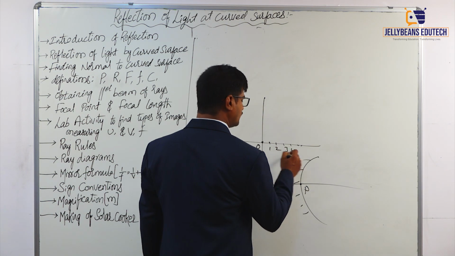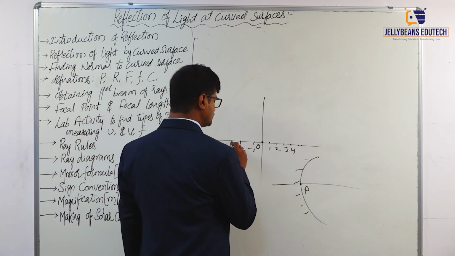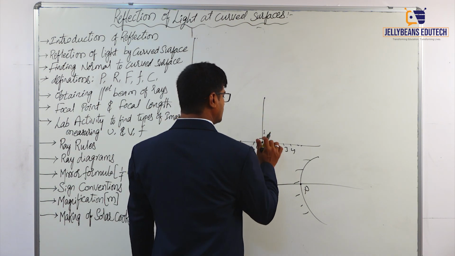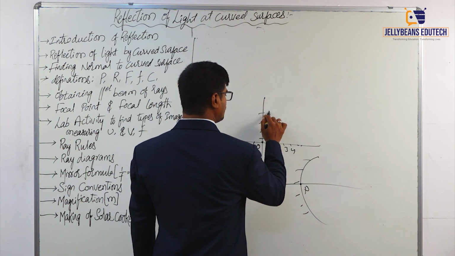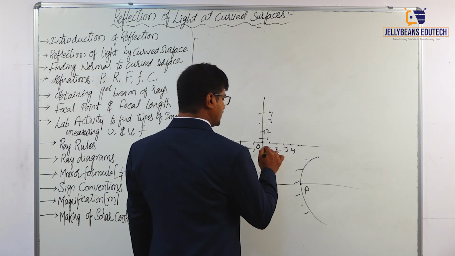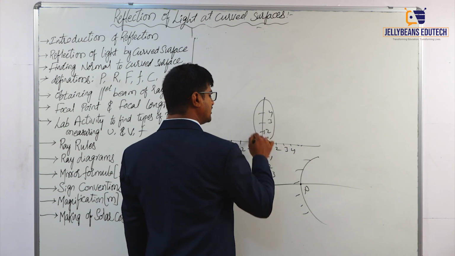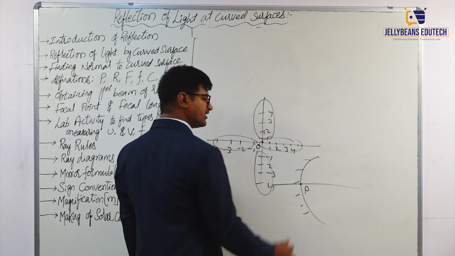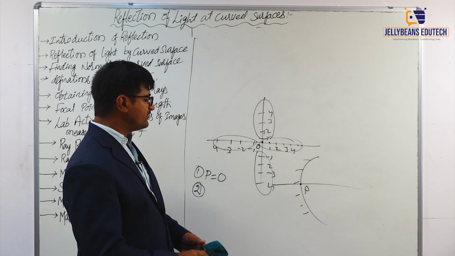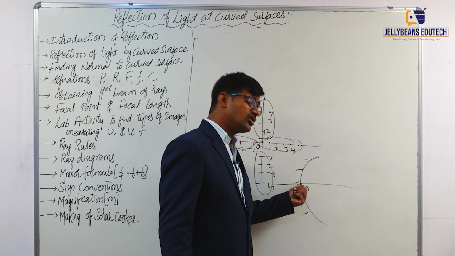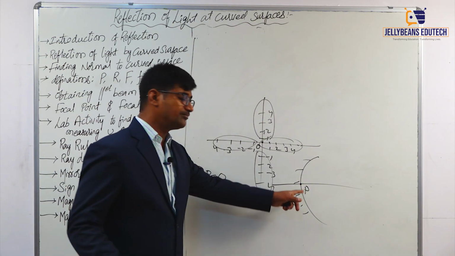Here the points are 1, 2, 3, 4, and minus 1, minus 2, minus 3, minus 4. All these values are considered from O, that is the origin. In the same way, in these ray diagrams, when we calculate U, V, and F, we consider all the values from the pole.